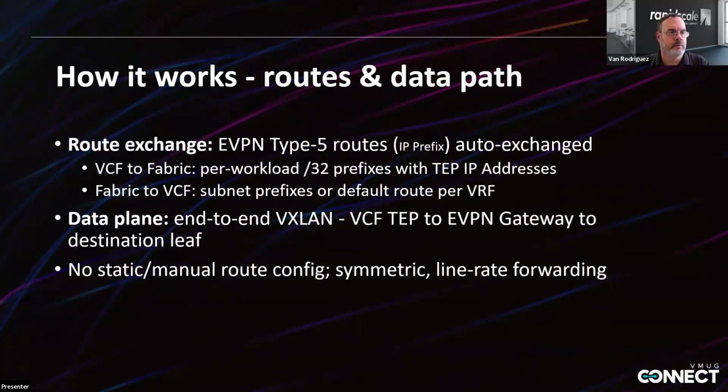And then you start having your routes exchange. So the EVPN type 5 routes, your IP prefixes, they'll auto exchange. So your VCF environment to Fabric, it's going to share the /32 prefixes.